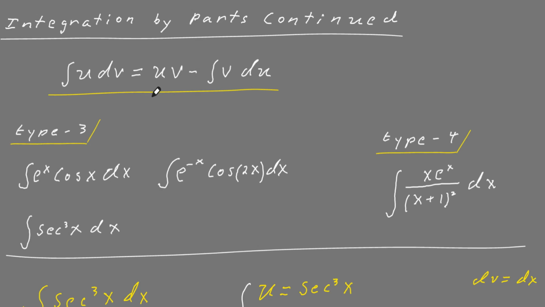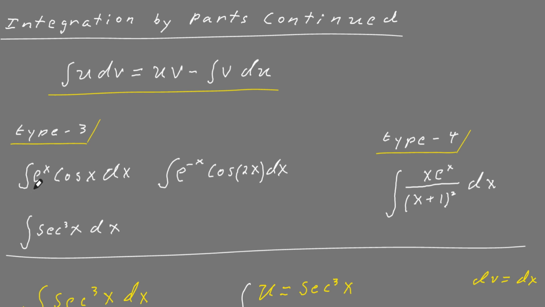I'd like to take a look at a few more integration by parts problems. This integral over here is a classic type 3 problem. You can apply integration by parts twice to this integral, and you can get the original integral to reappear on the other side of the equation, but with a minus sign in front of it.